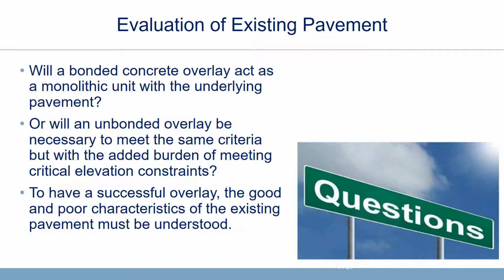Or will an unbonded overlay, giving you a little more flexibility, be necessary to meet the same criteria, but with the added burden of meeting critical elevation constraints? Sometimes we run into elevation constraints and may have to design our overlays differently in order to meet those restraints. To have a successful overlay, the good and the poor characteristics of the existing pavement must certainly be understood.